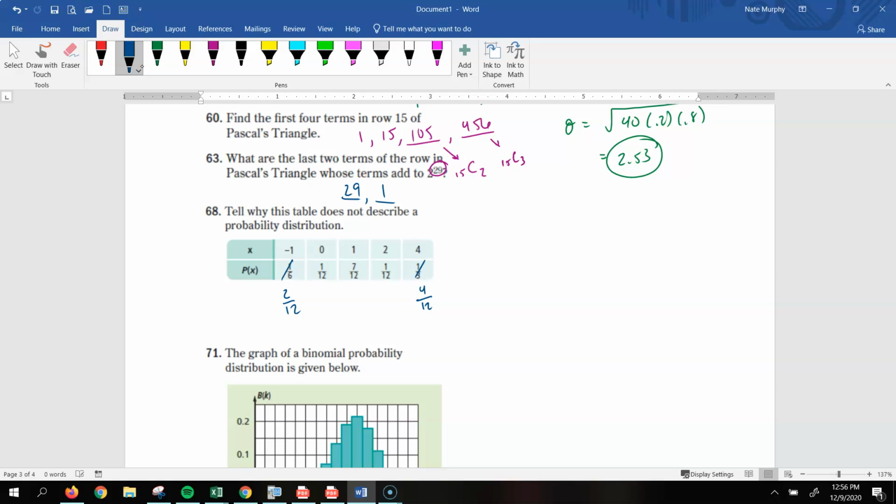4 times 1 is 4. So let's add those numerators together since we have a common denominator. So we're going to add all these together. 2 plus 1 is 3, plus 7 is 10, plus 1 is 11, plus 4 is 15. So that is not a probability distribution because it doesn't add up to exactly 1.